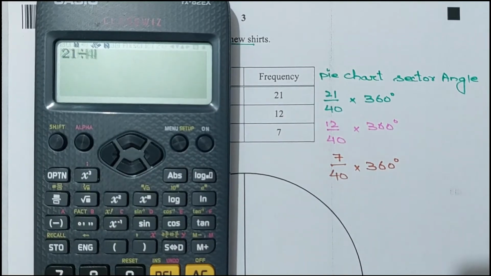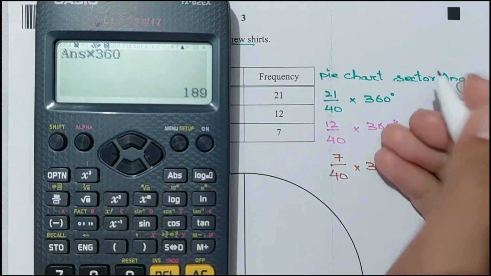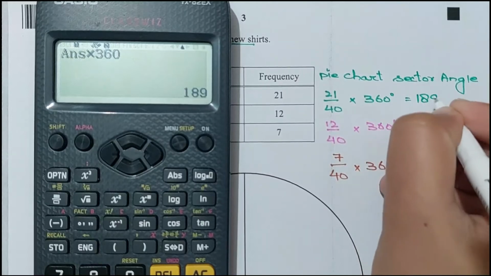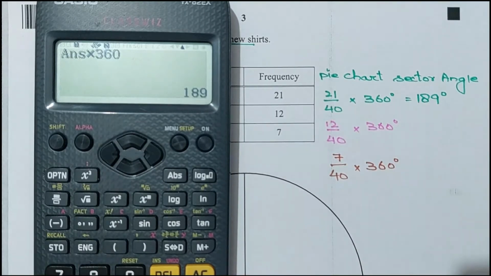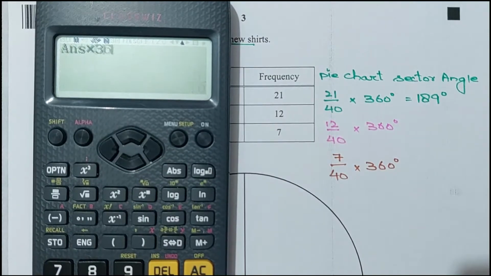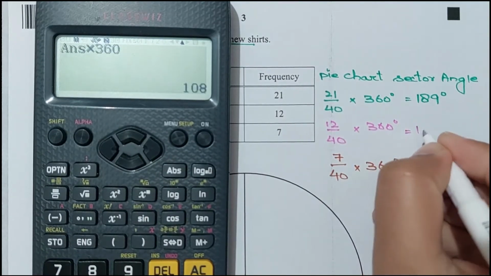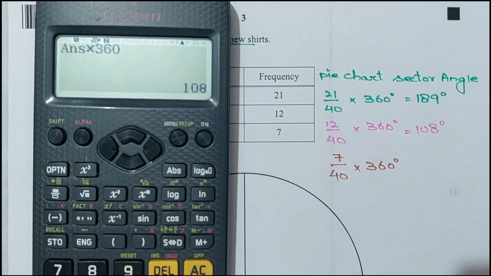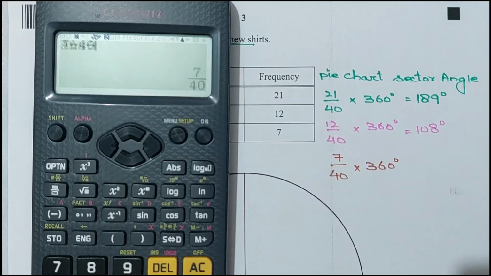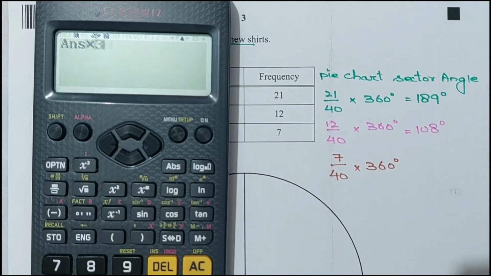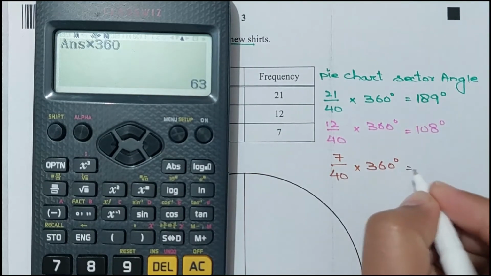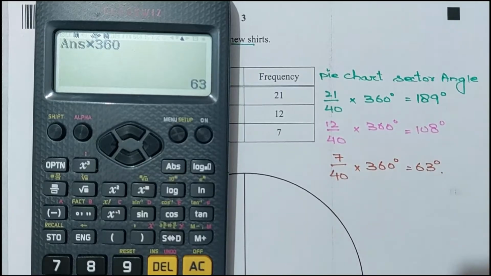21 out of 40 multiplied by 360 gives a sector angle of 189 degrees. The next one is 12 out of 40 multiplied by 360, which is 108 degrees. The next one is 7 out of 40 multiplied by 360, which is 63 degrees. So we have all three sector angles.